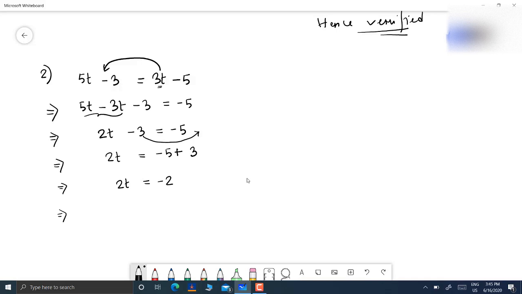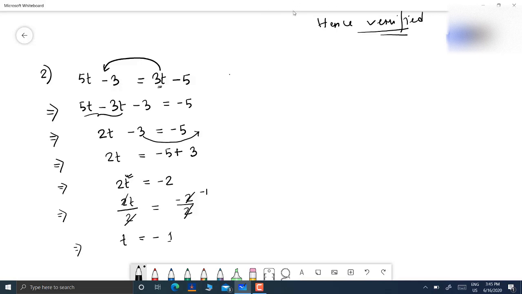Dividing both the sides by 2, I have to make the term t independent of 2. So both the sides should be divided by 2 to get this result. So 2 are getting cancelled. Here also 2 got cancelled. The result comes as minus 1. So the value of t comes as minus 1.